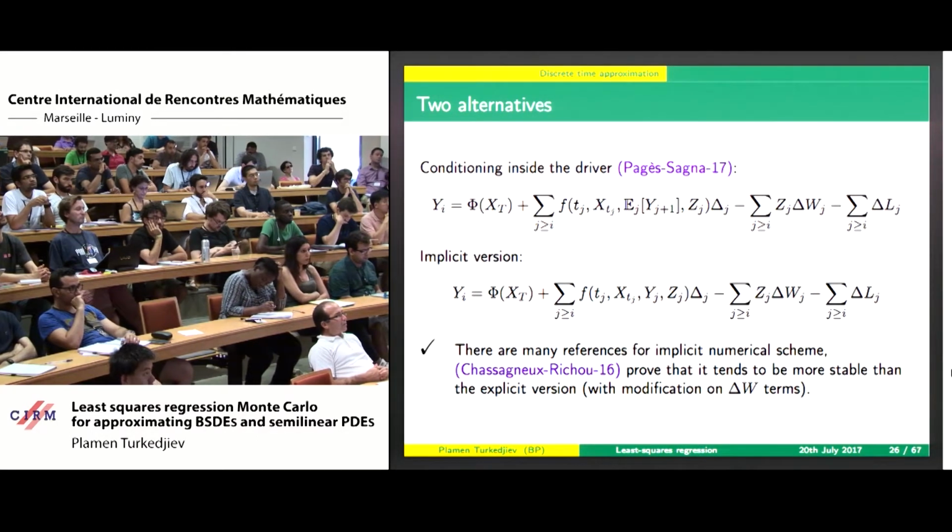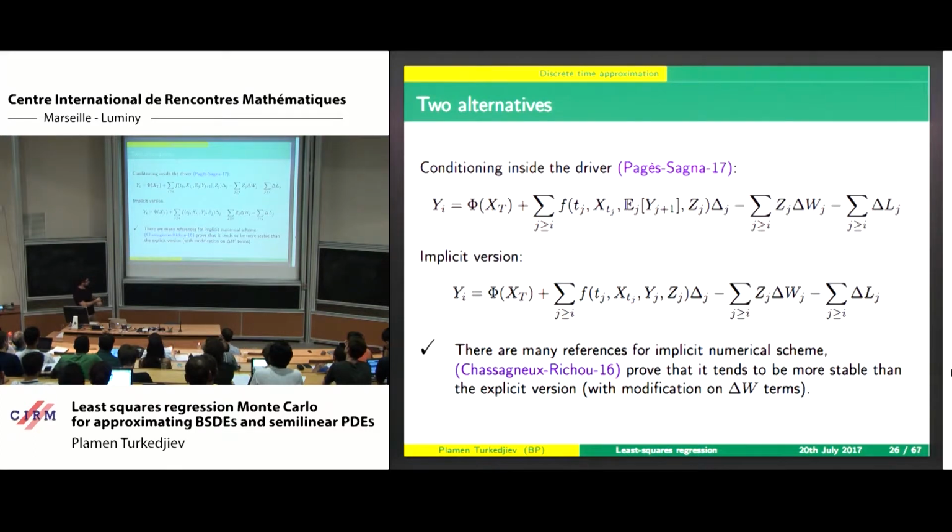Okay? But the importance of this scheme is quite large. In fact, Chassagneux and Richoux showed in another paper that this scheme is numerically far more stable than the explicit type of scheme. So they have a very nice paper on stability properties of discretizations of BSDEs.